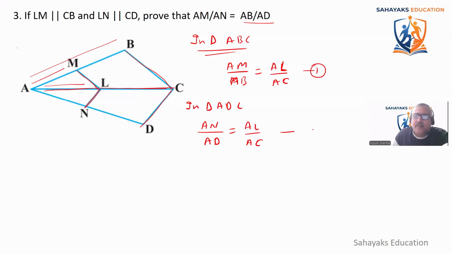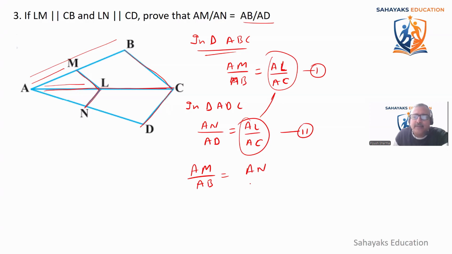Okay. See, from 1 and 2, if you see AL and AC and AL and AC, both are common. So what does it mean? That means AM by AB is equal to AN divided by AD. Now we cross multiply this, we'll move this side and we'll move AB this side. So that implies AM divided by AN equals AB divided by AD. Hence, proved.